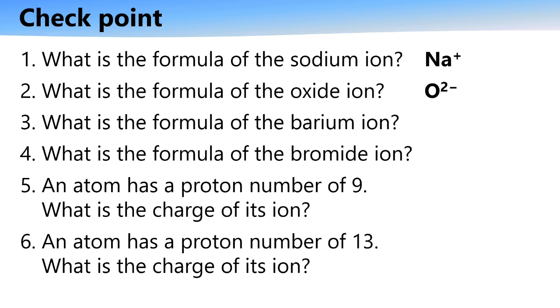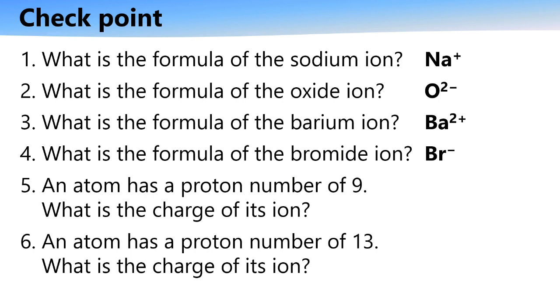Next, barium. If you look carefully in the periodic table, you'll find barium in group 2. So it will form ions of 2+ charge, and the formula would be Ba2+. And lastly, bromide ion. If you try to find bromide in the periodic table, once again you cannot find it, but there's a name change. It actually comes from bromine. So in this case, Br is in group 7, and it will gain 1 electron. Since it gains an electron, it will form -1 charge, and you'll get Br-.